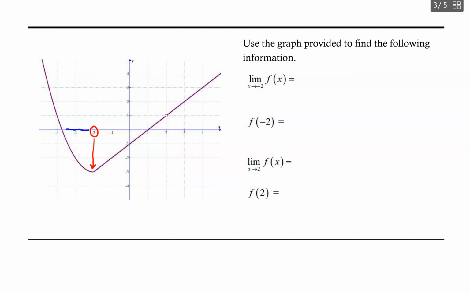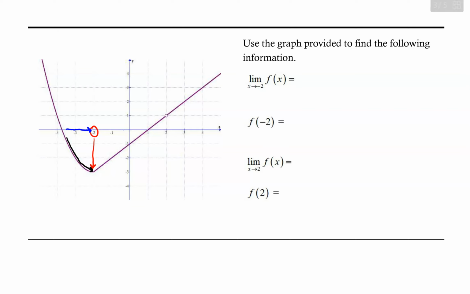So our x values are increasing towards negative 2. And what we're curious about is what's happening to the corresponding y values, or the function values. So as my x values get closer and closer to negative 2, notice that our function values are actually decreasing. And it looks like they're decreasing to negative 3. Let's check the right-hand side.